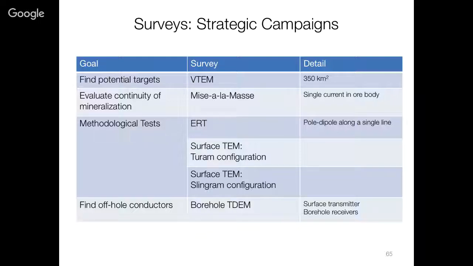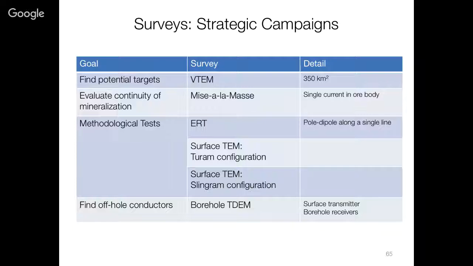Talk about that. Then this is the part that I thought was really interesting, because they now want to go into the field, and you've got multiple choices of survey types that you could use. Which one do you use? So let's try them out and see which seems to perform best for this particular kind of target. They do three of them: electrical resistivity, a TURAM surface EM, and a slingram configuration. And then for off-hole conductors, they're going to do some borehole work. So there's actually quite a bit of stuff going on here.